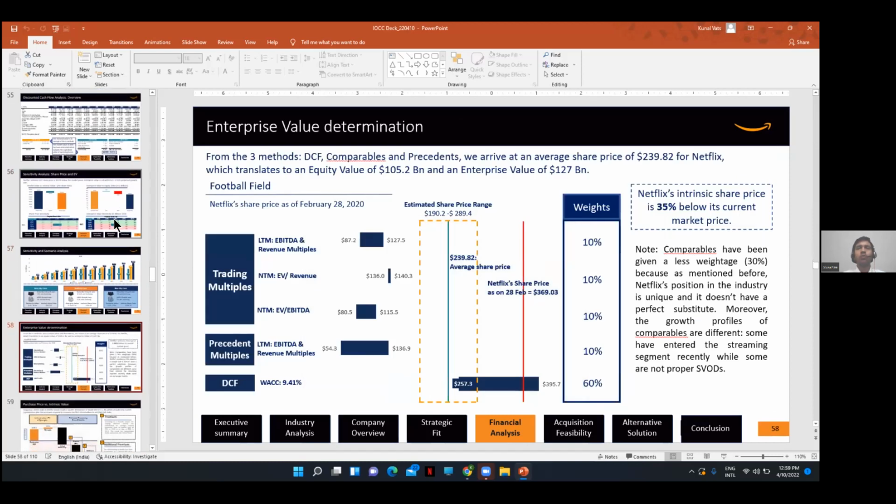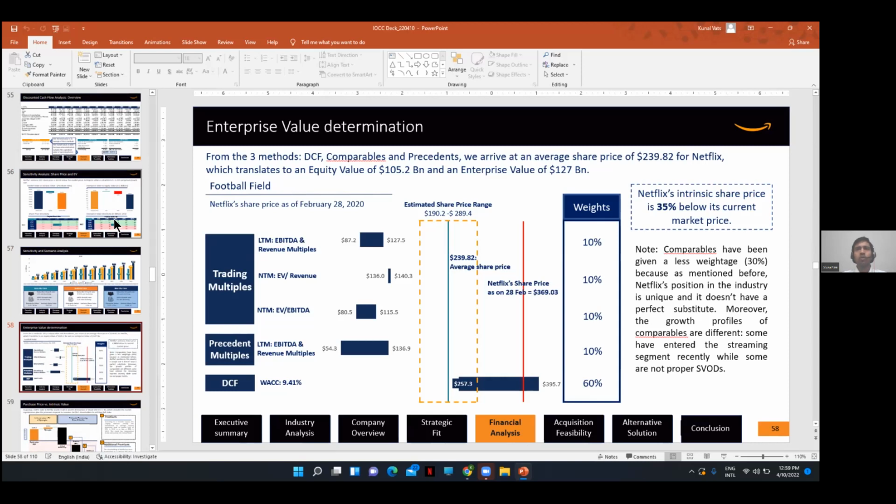Now, this is a football field, which basically means understanding all three methods, the multiples I was talking of earlier, the precedents, and the DCF, and seeing what are the lower and upper bounds of valuation for each of those methods, and then arriving at an average share price of $239. So after assigning different weights to all the methods, we arrived at an average share price for Netflix. And this is important since averaging it out makes sure that your valuation is sound.